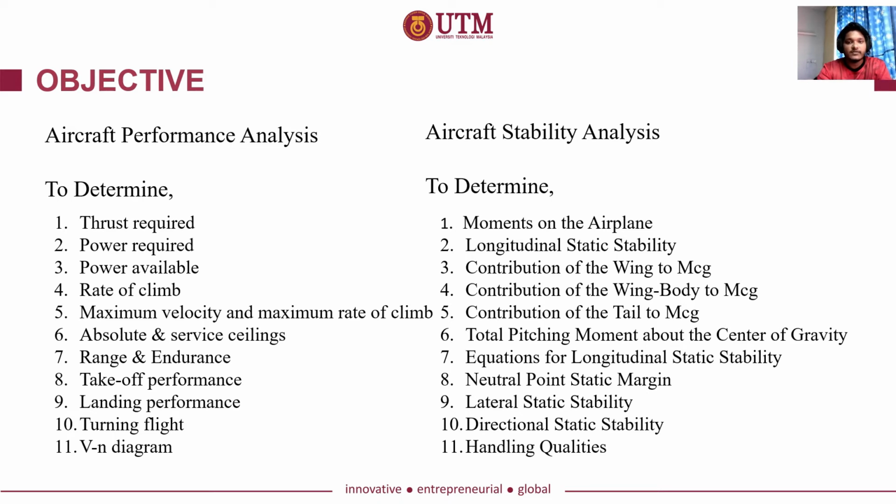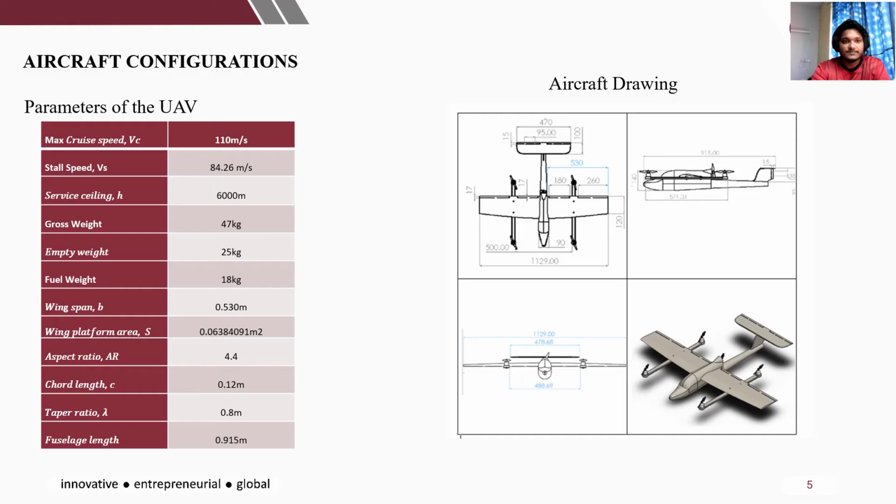And for aircraft stability analysis, we need to determine the moments on the airplane: longitudinal static stability, contribution of the wing to Mcg, contribution of the wing body to Mcg, contribution of the tail to Mcg, total pitching moment about the center of gravity, equation for longitudinal static stability, neutral point, static margin, lateral static stability, directional static stability, and handling qualities.